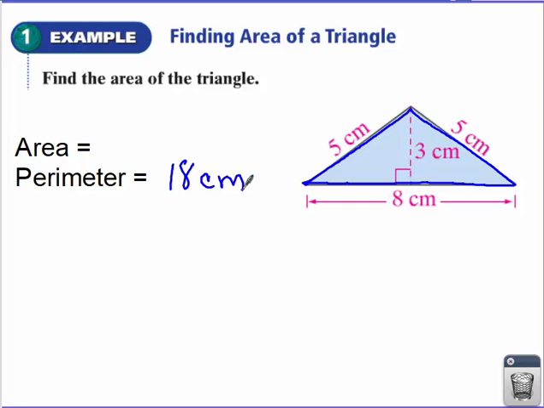It is just a linear measurement, centimeters. All right? So now for area, we now write our formula down. So A is equal to, and for a triangle, it's base times height divided by 2, or 1/2 base times height. So we plug in our information.